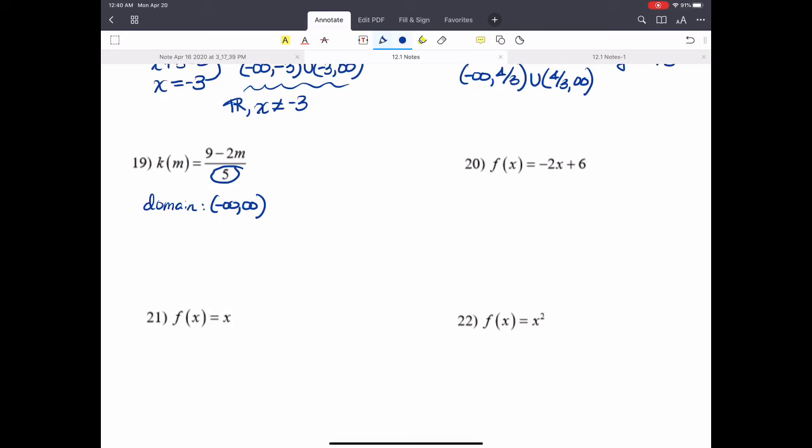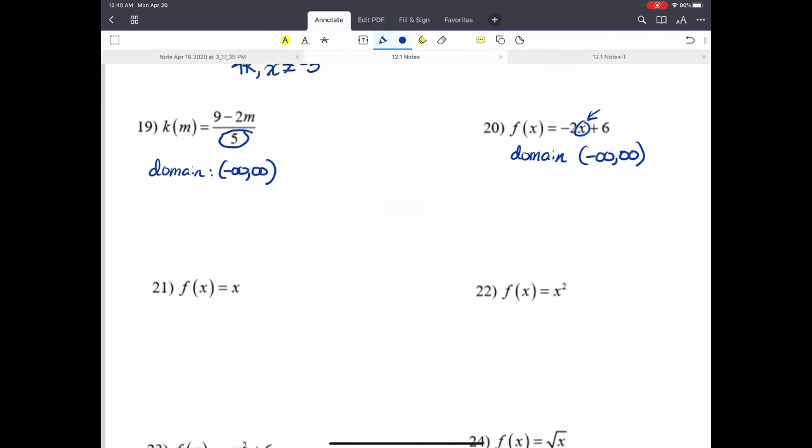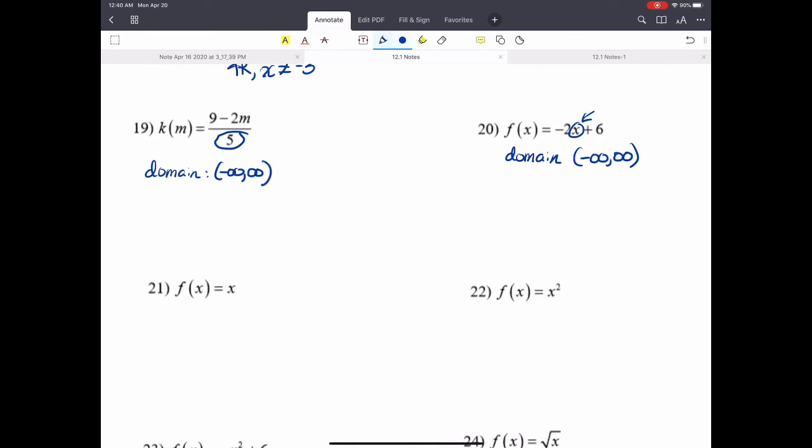There's no limit. The sky's the limit basically on that one. Same thing on number 20. The domain on that one is going to be all reals. If you can think of a number that x cannot be, then tell me, but there isn't. X could be absolutely everything. It could be 0, it can be pi, it can be even an imaginary number if you want it to be that, but there are no constraints as to what x could be.